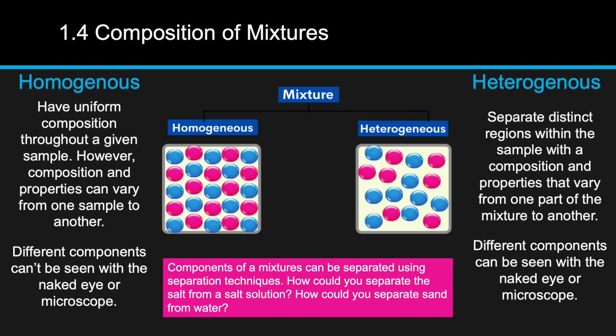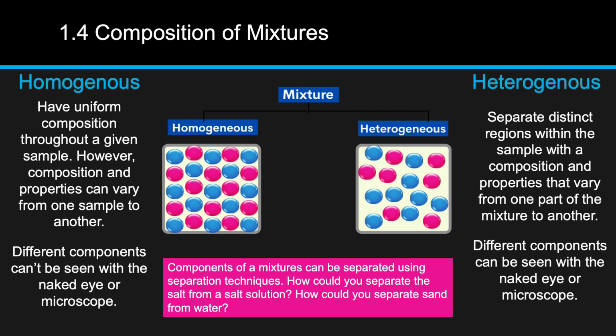And then different components can't be seen with the naked eye. So for example, if you're looking at a glass of salt water, you can't necessarily tell that there's salt in the water unless there's some sort of buildup on the bottom. But that would be a homogeneous mixture if you could not see any salt particles in there and it just looks like water throughout. Other homogeneous mixture examples could be air, vinegar, which would be acetic acid and water, or brass, which is copper and zinc. You can't see the copper, you can't see the zinc. It just looks like a new type of metal, which is brass.